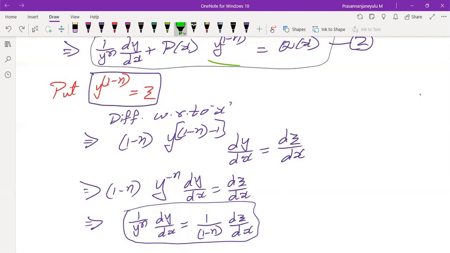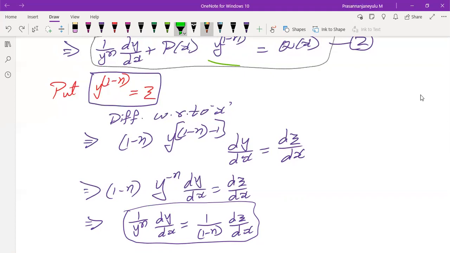Okay, we can substitute whatever we require. How do we identify that? In place of y power 1, we have y power 1 minus n. So we substitute y power 1 minus n equal to a new variable. How do we identify whether we substituted it correctly or not? You differentiate on both sides with respect to the independent variable. Then the left hand side of the equation should be the same as what is available in the differential term of the equation. If both are the same, then our substitution is correct. If both are not the same, then our substitution is wrong.